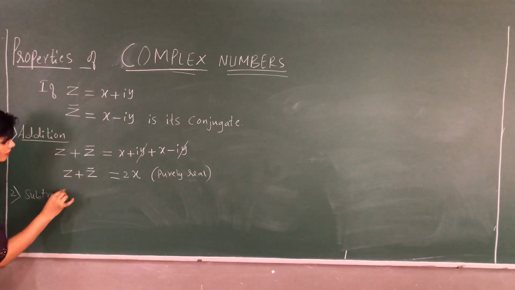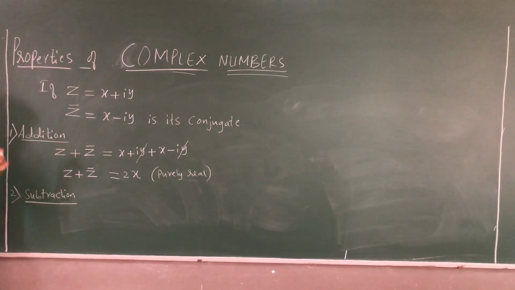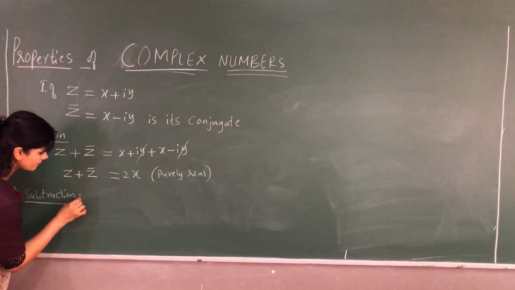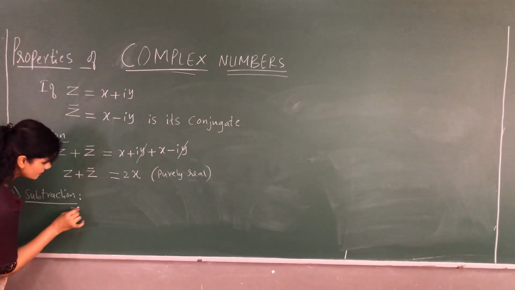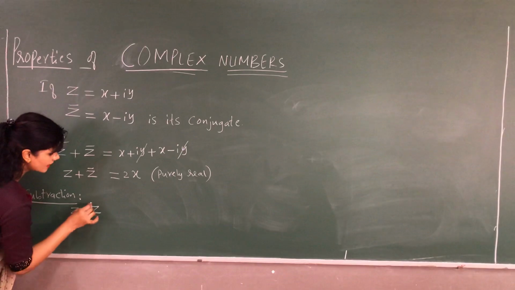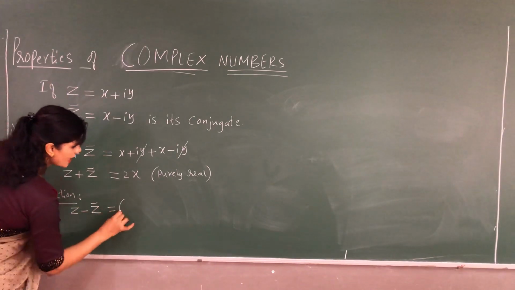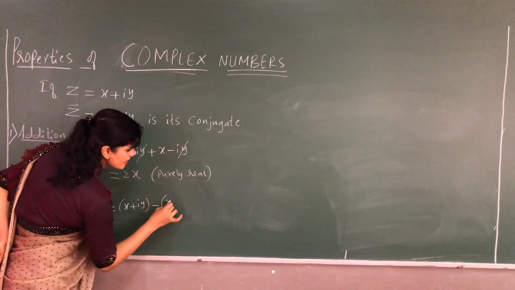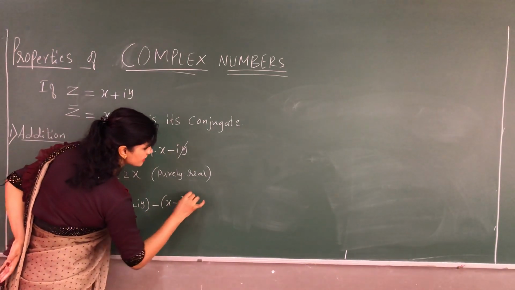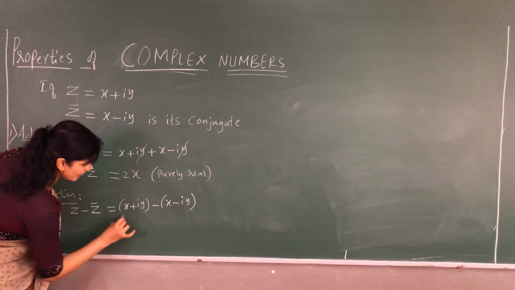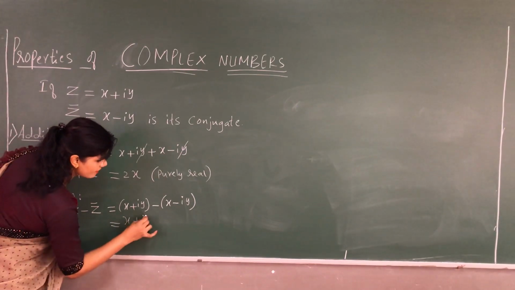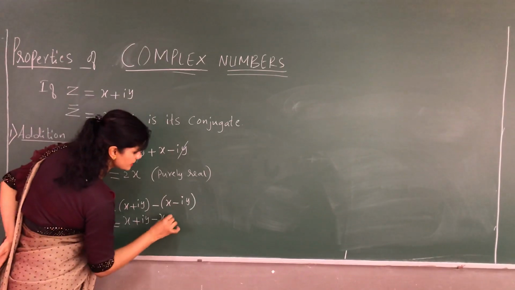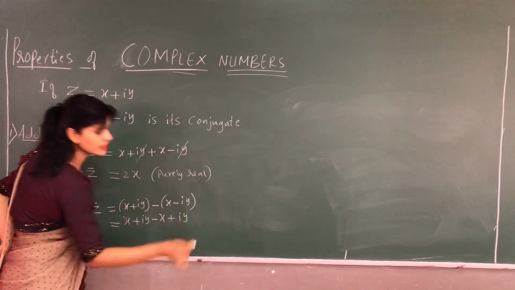Subtraction over complex numbers. So how to subtract? z minus z bar. z minus z bar is equal to x plus iy minus x minus iy, children. So what you do is remove the brackets carefully. x plus iy, minus into x is minus x, minus into minus is plus iy, children.